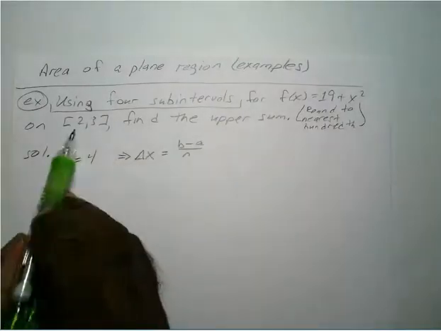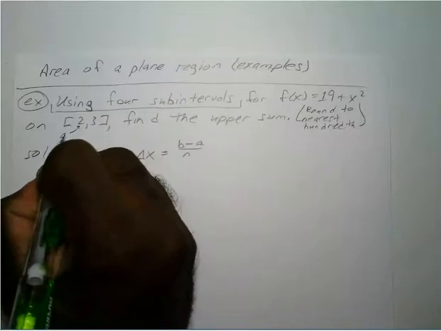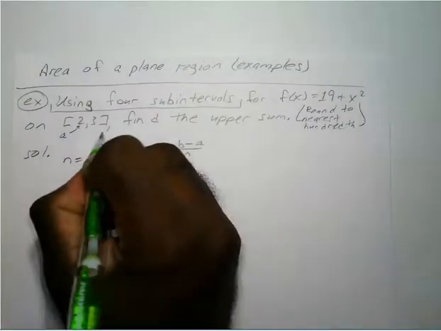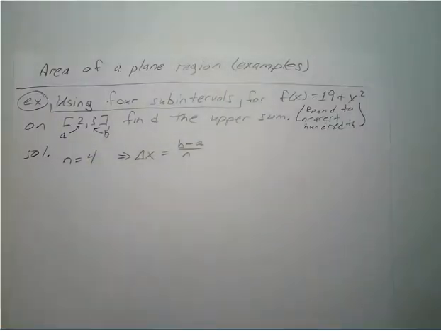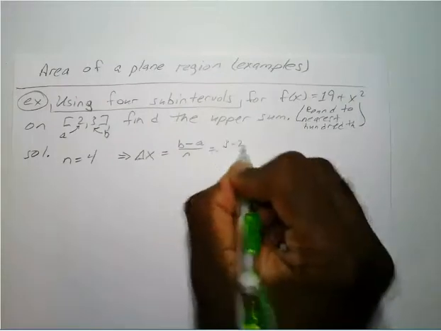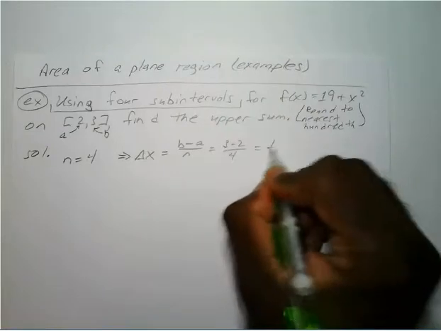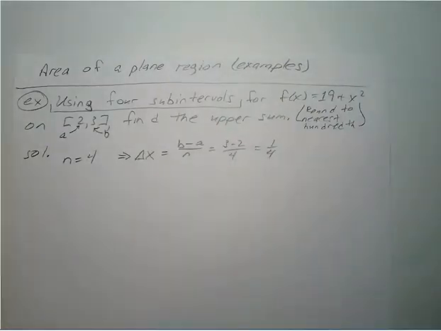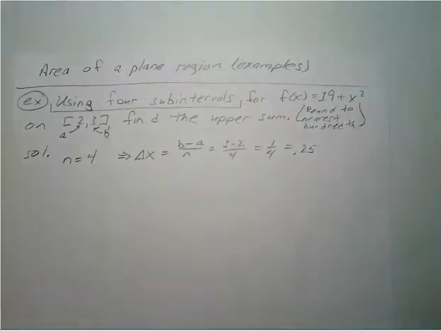In this case, your interval is from 2 to 3, so your a is equal to 2, and the 3 is your b. So you get 3 minus 2 over 4, which is 1/4, or you can make it 0.25 if you like, or you could leave it as 1/4, either one. But I'll be using 0.25 for my delta x.